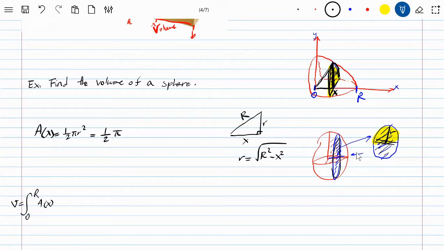It would be 1/2 pi times the square root of R squared minus x squared, squared. The square root and the squared will cancel out. Instead of small r, I replaced it with capital R squared minus x squared. So what would be the volume? The volume would be the integral from 0 to R of A(x). A(x) is 1/2 pi (R squared minus x squared) dx.